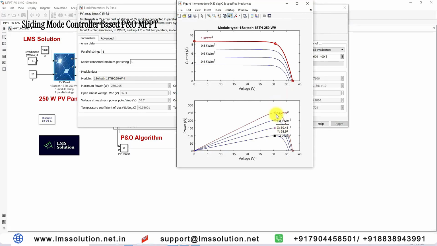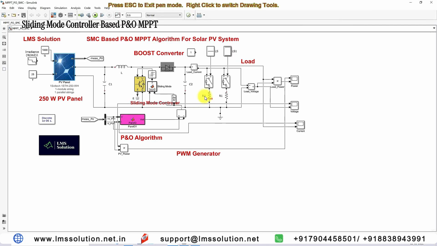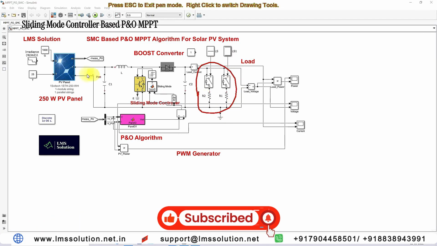So this point is going to be extracted by means of the MPPT algorithm. How the sliding mode controller based P&O MPPT algorithm extracts the maximum power from the PV panel, you will see the details. And then this is the load, a variable load connected to the solar PV system via a boost converter.